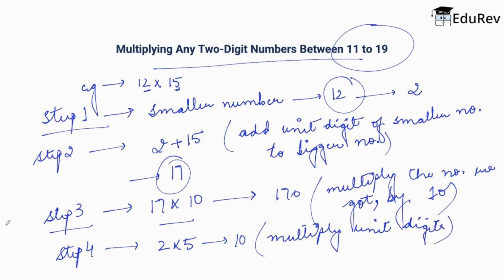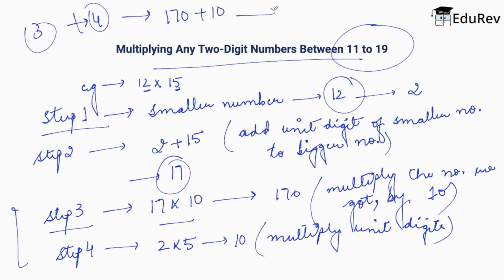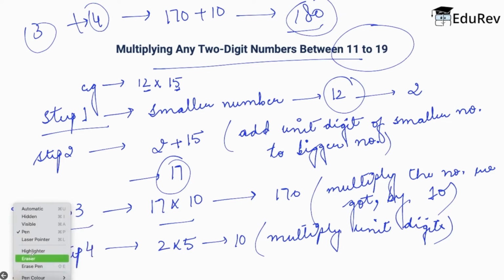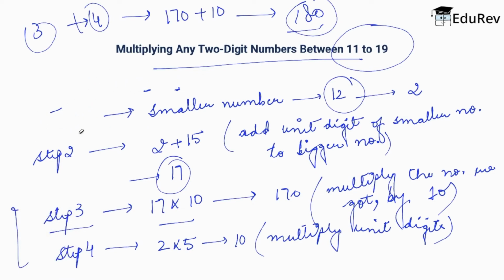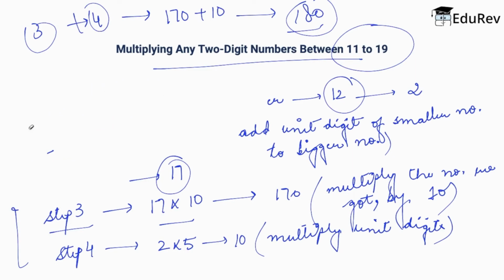10. Now I need to add the numbers I obtained in step 3 and 4. So it will be what? It will be 170 plus 10. That is nothing but 180. And this is our answer. Simple, right? I hope you understood this. But I'm going to solve one more question so that you people can understand it more clearly. Okay. So I'm just going to erase a bit.